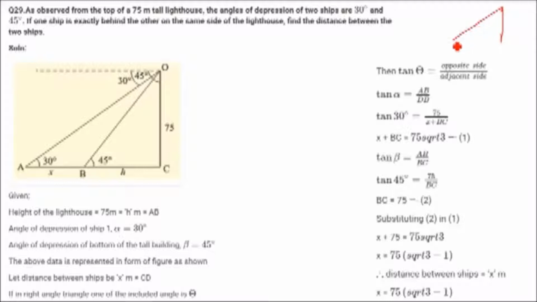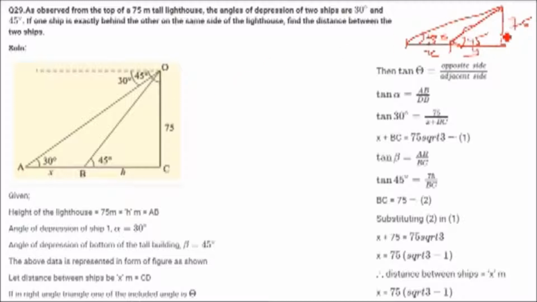So we have a ship here, and this is first ship. There is a lighthouse, and my first ship is this, and second ship is this. So this is 75 meter tall. We have to find out the distance between these two ships. So let us assume it to be x and this to be y, or you can take h any way you want. First angle is 45 degree, the second angle is 30 degree.